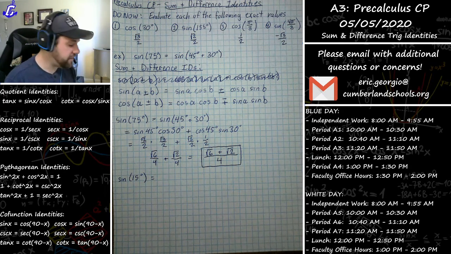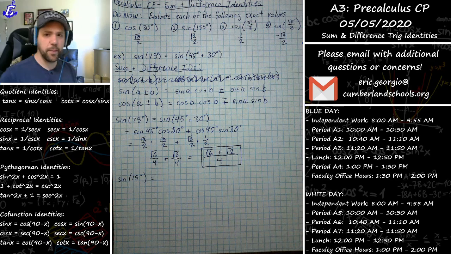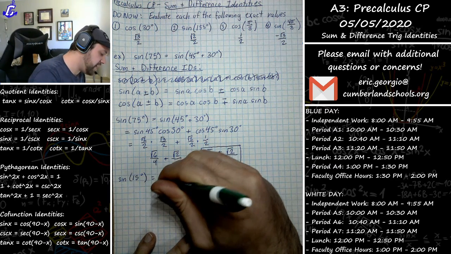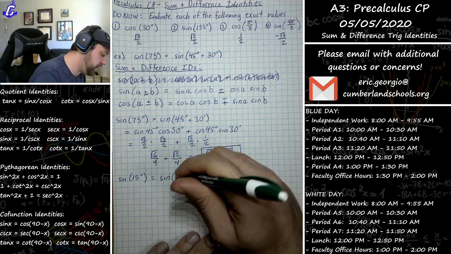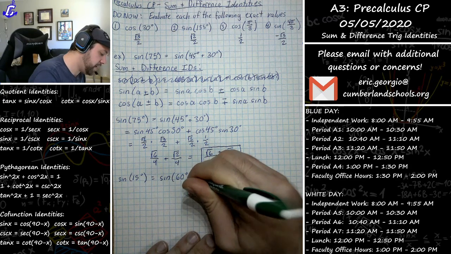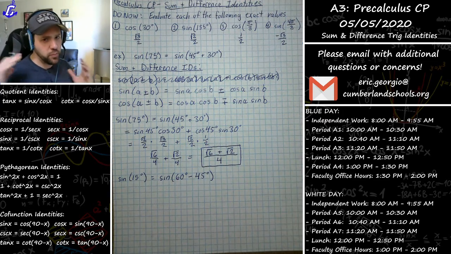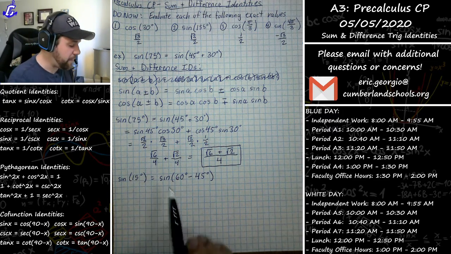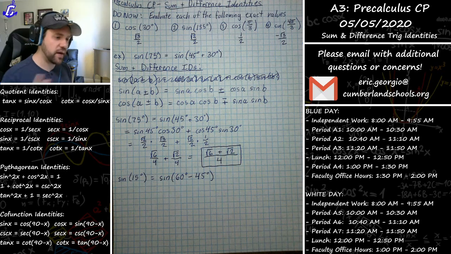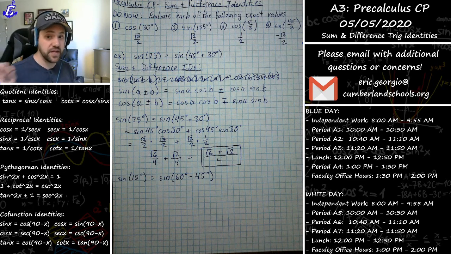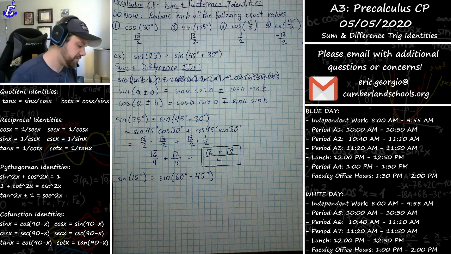Well, the sine of 15 degrees by itself is not very useful to us, but we could say, hey, this is the same as the sine of 60 degrees minus 45 degrees. See, it's kind of like finding those two angles that are going to work out nicely. You could say, oh, 60 minus 45, that's how we can get to 15, and 60 is a familiar angle, and 45 is a familiar angle.